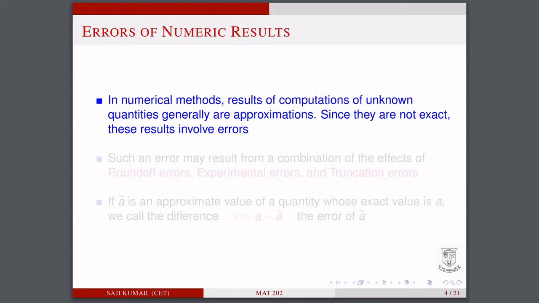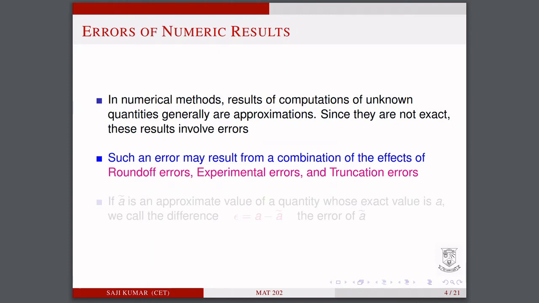Since they are not exact, these results involve errors. Such an error may result from a combination of the effects of round-off errors, experimental errors, and truncation errors. Round-off errors means, as we know, suppose we are approximating the answer obtained by some numerical methods to 2 decimal places or 3 decimal places, etc. Then there will be a chance of rounding errors. That type of errors are called round-off errors.